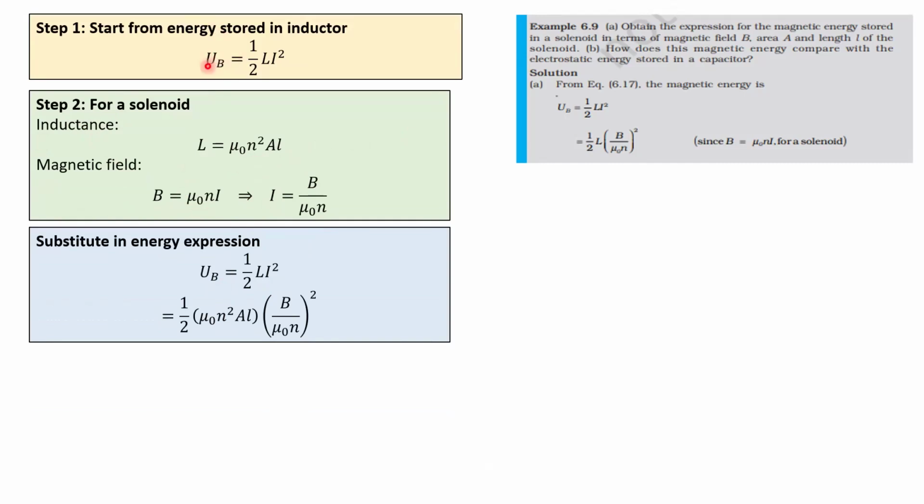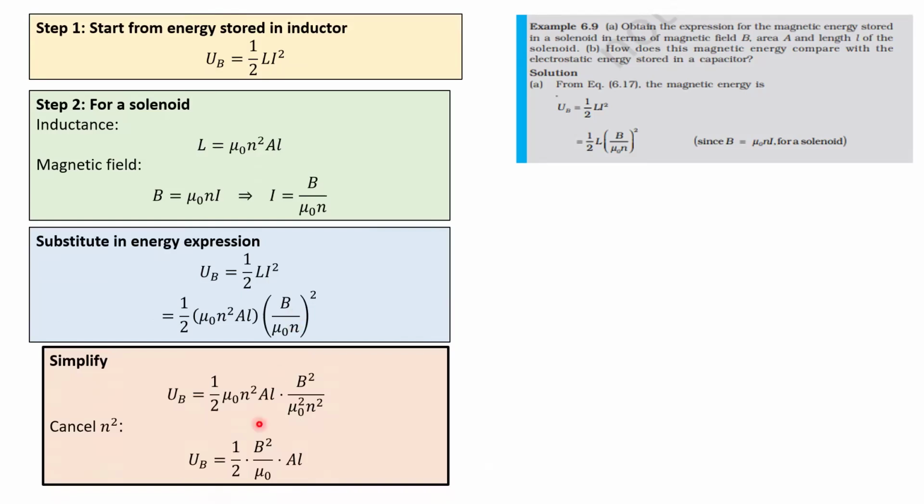Energy in the solenoid is half L, value mu 0 N square A l, into I, value B by mu 0 N, whole square. If you simplify, you are getting half mu 0 N square A l into B square by mu 0 N square. Half into B square, mu 0 get cancelled, N square cancelled, into A l. So after simplification, you are getting this magnetic energy.